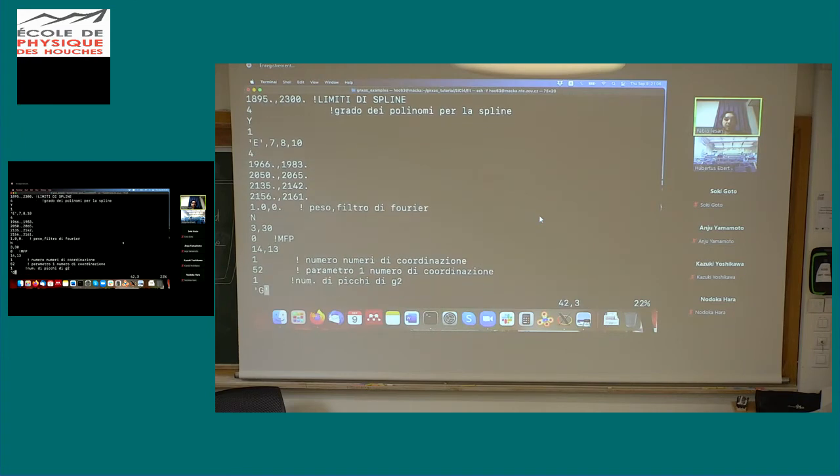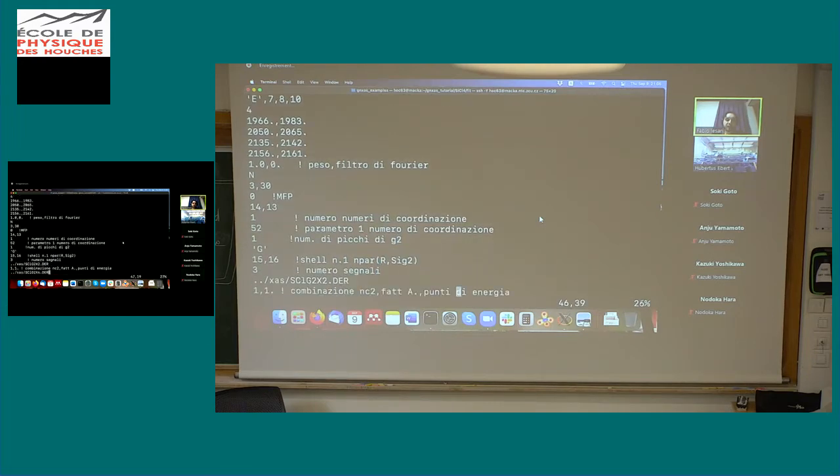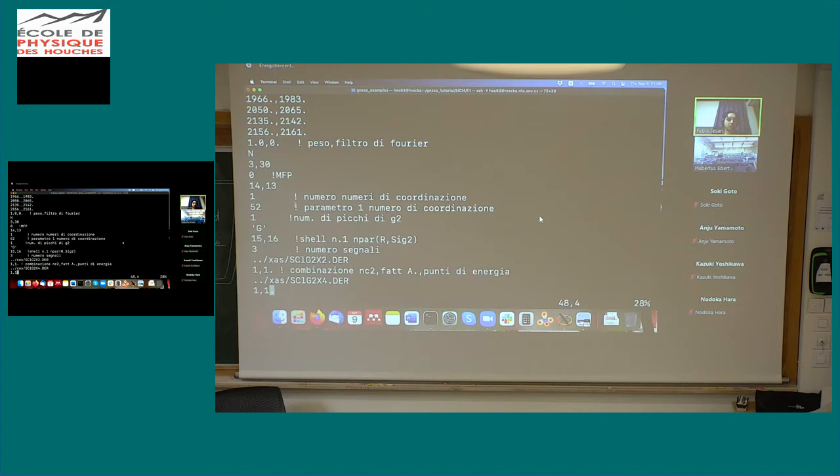Okay, then we need to define how many 2-body and 3-body peaks we want to use for fitting. Here we have one. If you remember before, we calculated we only have one 2-body and one 3-body. So here we put 1, and then we have to decide what kind of peak we want to fit.